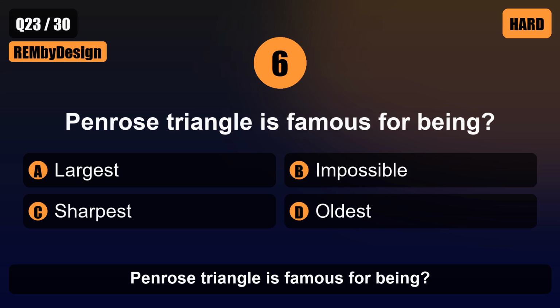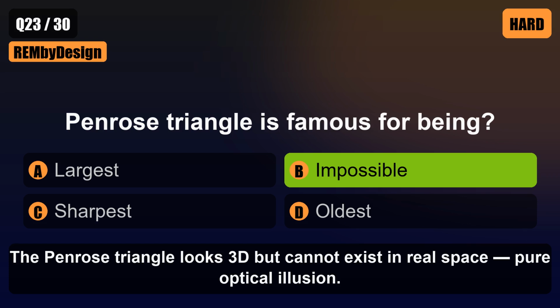Penrose triangle is famous for being A. Largest, or B. Impossible, or C. Sharpest, or D. Oldest. The answer is B. Impossible. The Penrose triangle looks 3D but cannot exist in real space, pure optical illusion.